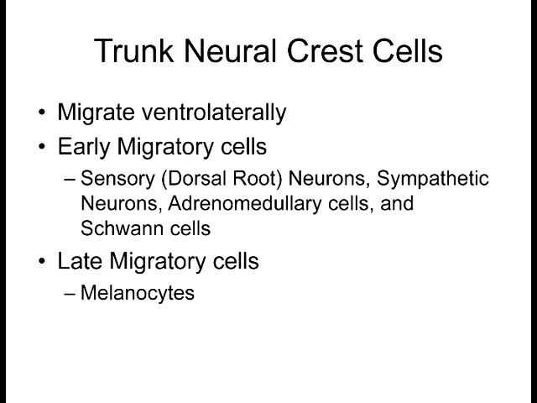The early migratory cells are what become most of these various fates. Schwann cells that are going to myelinate the axons. This is the ones I'm going to focus on, though, the sensory dorsal root neurons. These are the ones we're going to spend a lot of time on today because it starts forming the peripheral nervous system, essentially the sympathetic, and then we'll talk about the vagal and sacral, which are the parasympathetic.